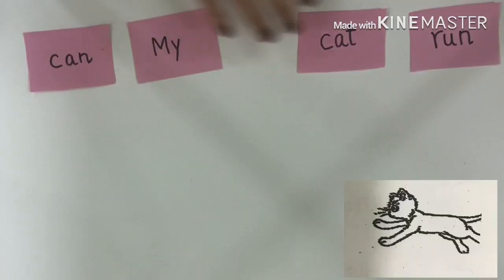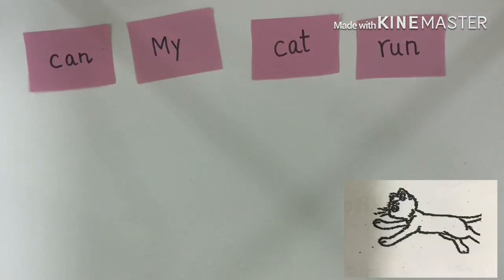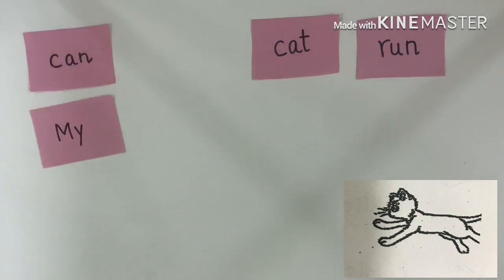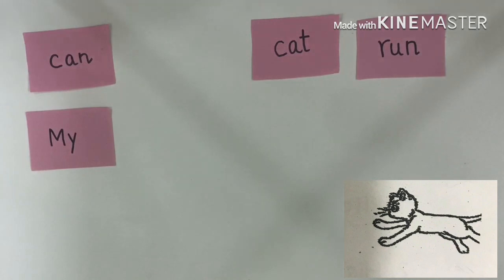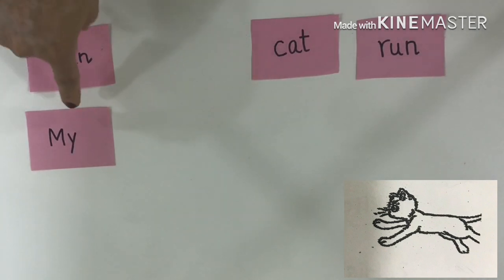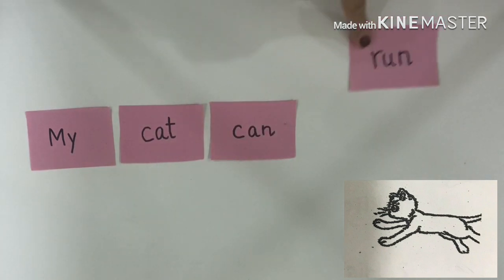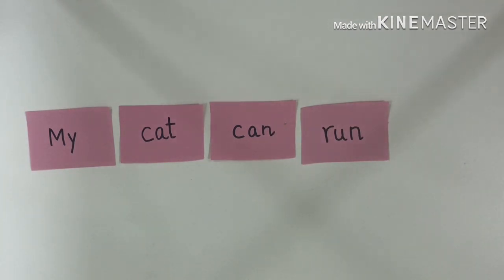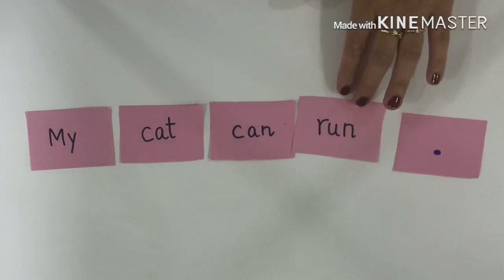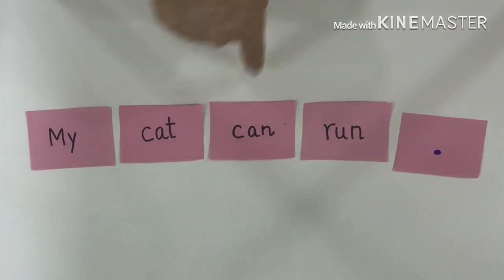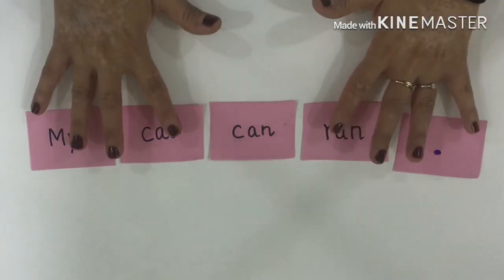Let's look at another example. Let's read it first. Can, my, cat, run. Now, which one is the capital letter? Yes, My. So this is going to be the first word, My. And what do we see in the picture? We see a cat who is trying to maybe run. So my cat can run. And don't forget the full stop. And here it's coming, the full stop. That makes the complete sentence. My cat can run.